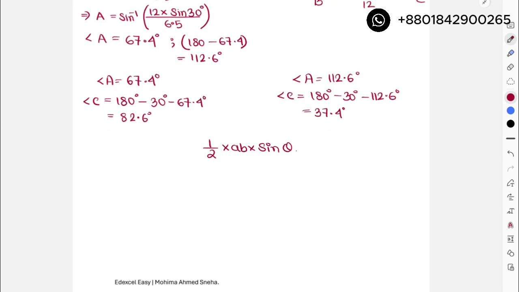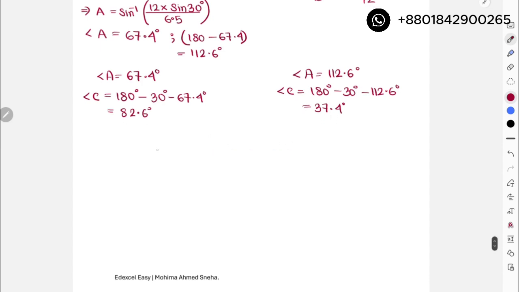So I'll just do the working first. For half AB, there is a constant, right? But sine 82.6 gives you 0.99, and sine 37.4 gives you 0.6. I can understand that this one gives me a smaller value than the other. So I'll obviously carry on the working with this angle for C.